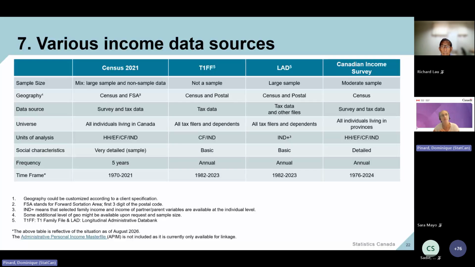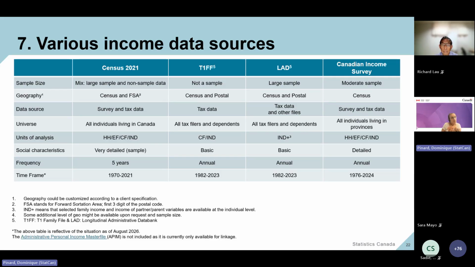Now, the LAD, here is the third income source. The LAD is actually a subsample of TIFF. So in terms of content, they pretty much align very well. The main difference is that the LAD has a longitudinal aspect and is available in the RDCs, while the TIFF is not available in the RDCs and is a full census of all tax filers and their dependents. So usually characteristics from the TIFF are the same as for the LAD, except for the size of the dataset.